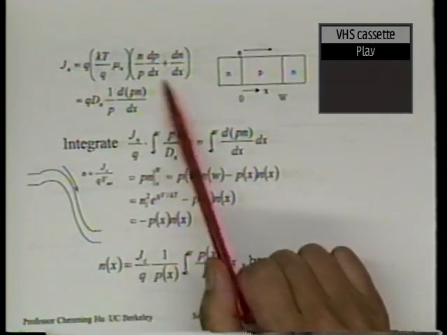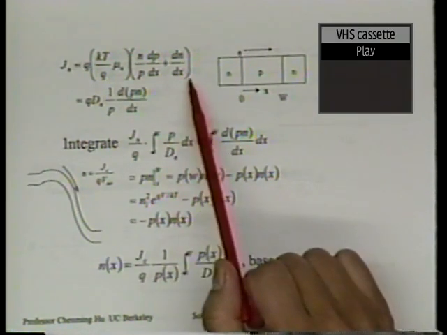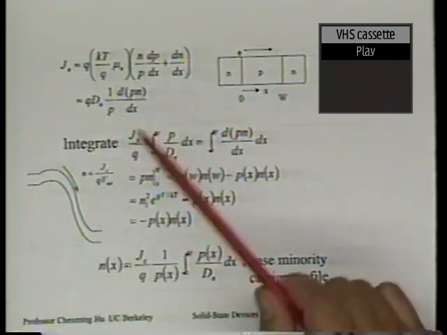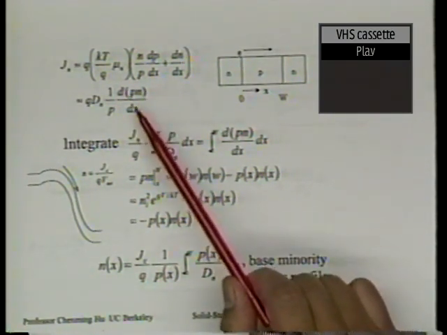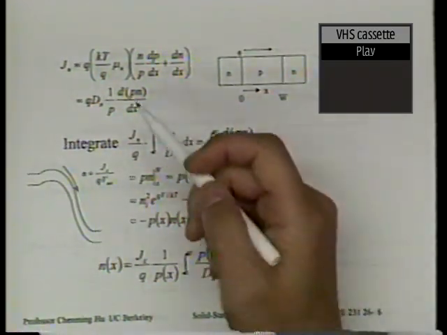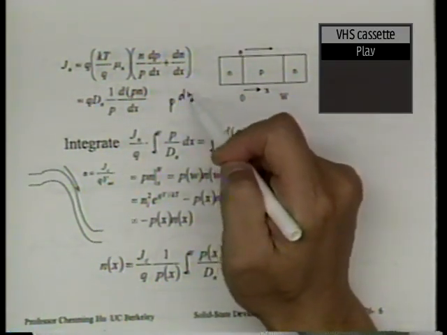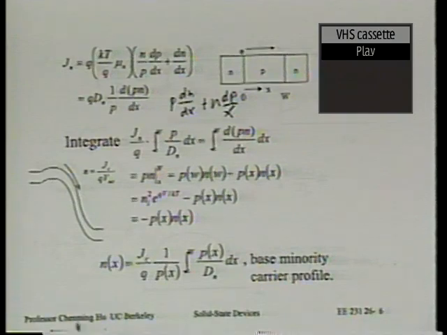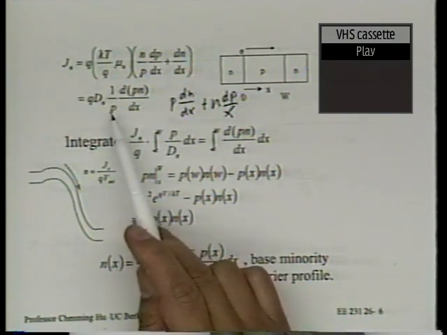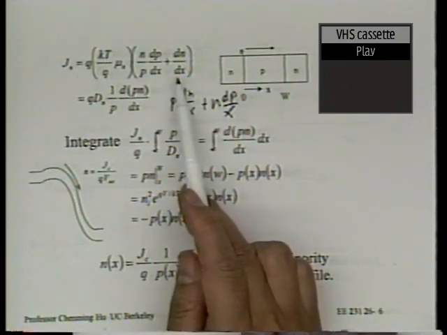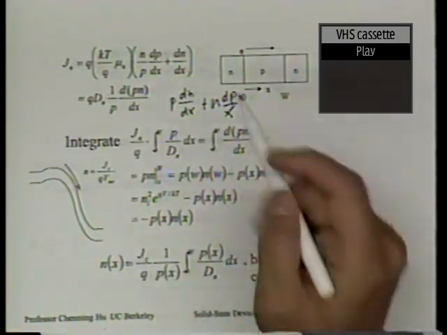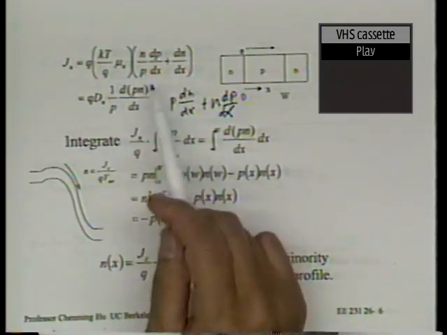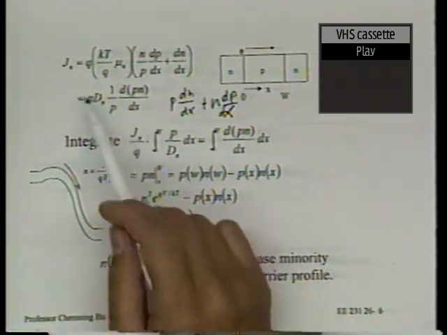Just by observation, you notice it can be rewritten as 1 over p times d(pn)/dx. It's easy to verify that just by differentiating and verifying it's the same as this. When you differentiate d(pn)/dx, what do you get? You get p dn/dx plus n dp/dx. The first term divided by this p gives you dn/dx. The second term, if you divide by this p, you get n over p dp/dx. Is that right? Okay, this is fine.